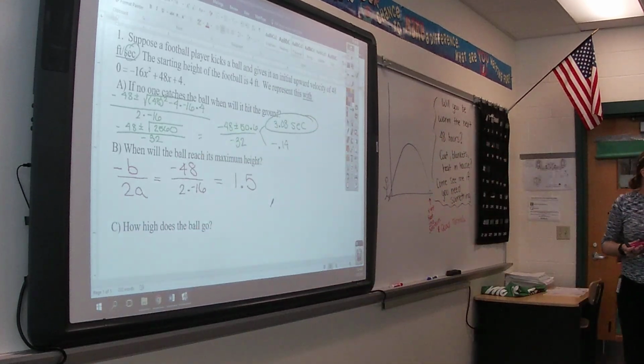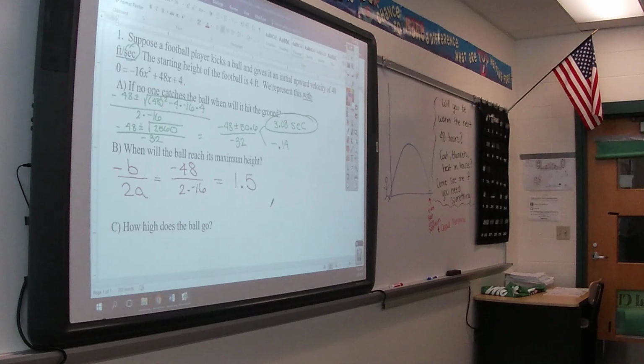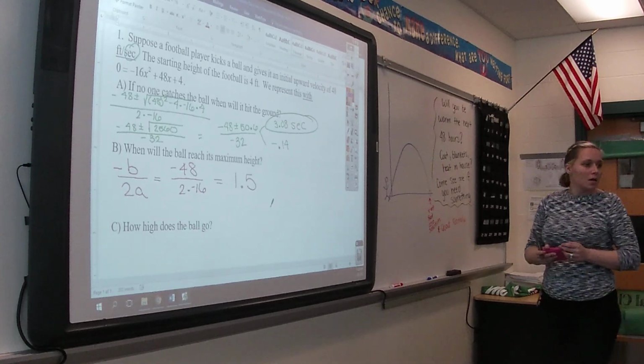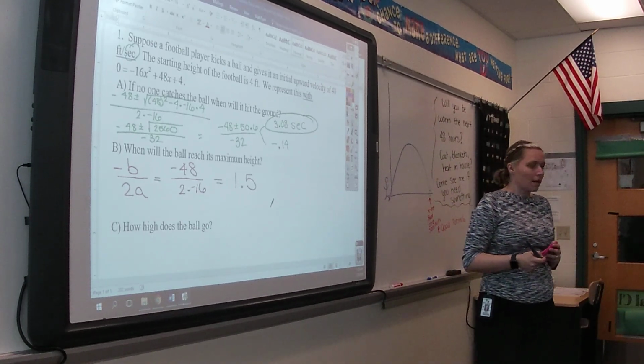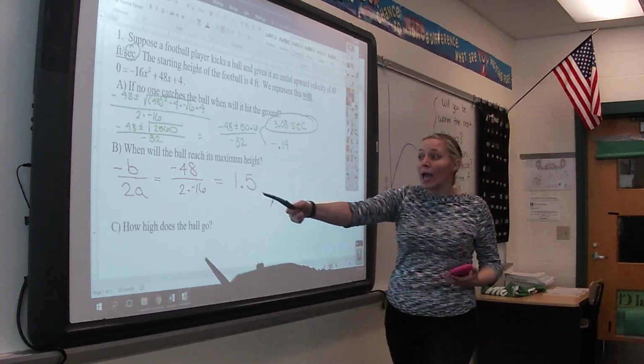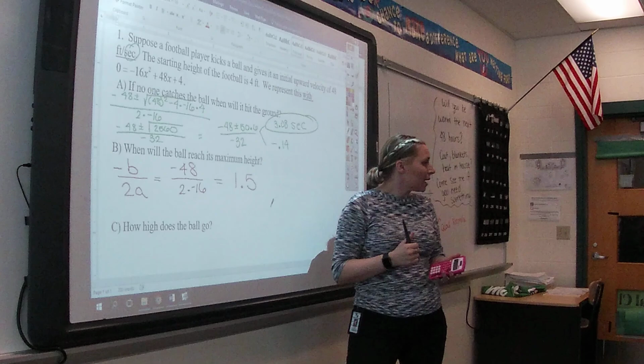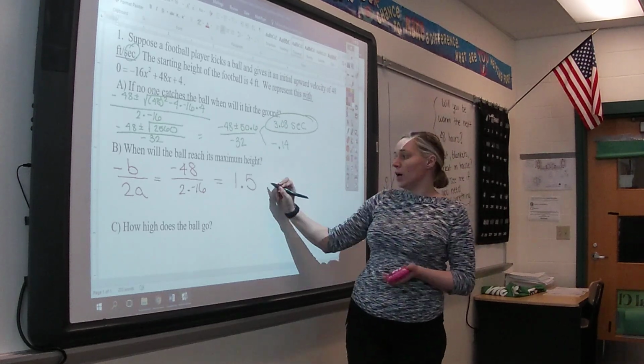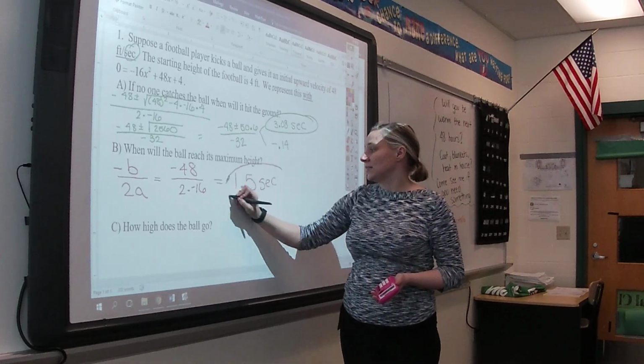We get 1.5. What label goes on that 1.5? Seconds, right? Because this is a when again. When will the ball reach its maximum height? At 1.5 seconds.